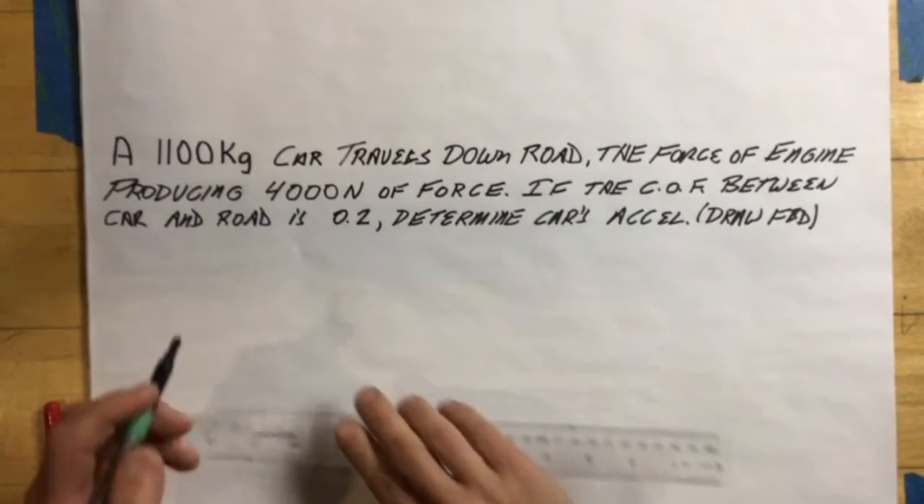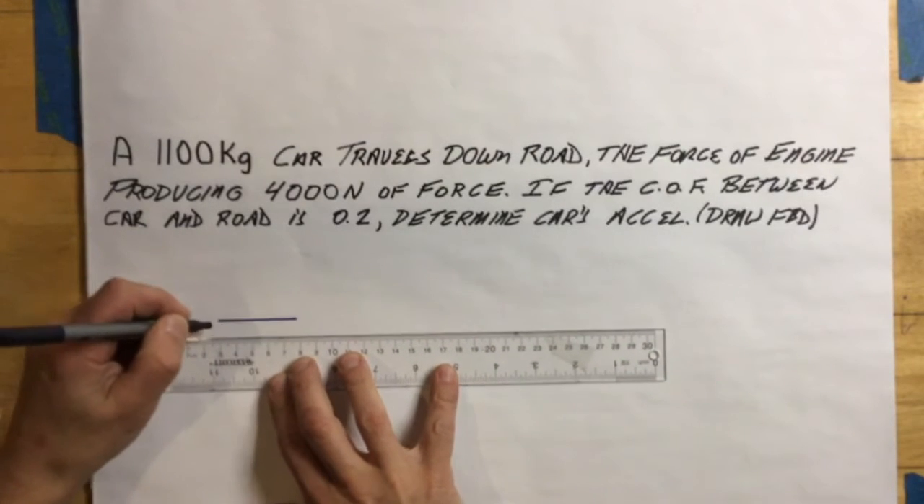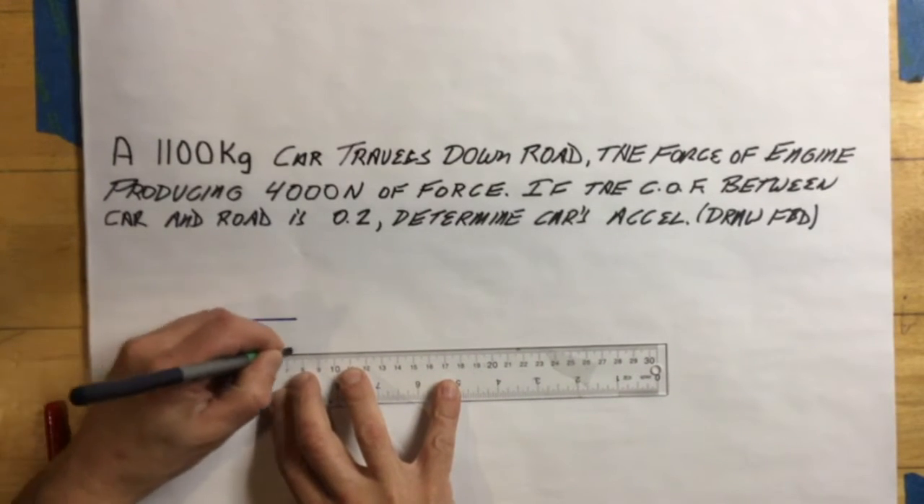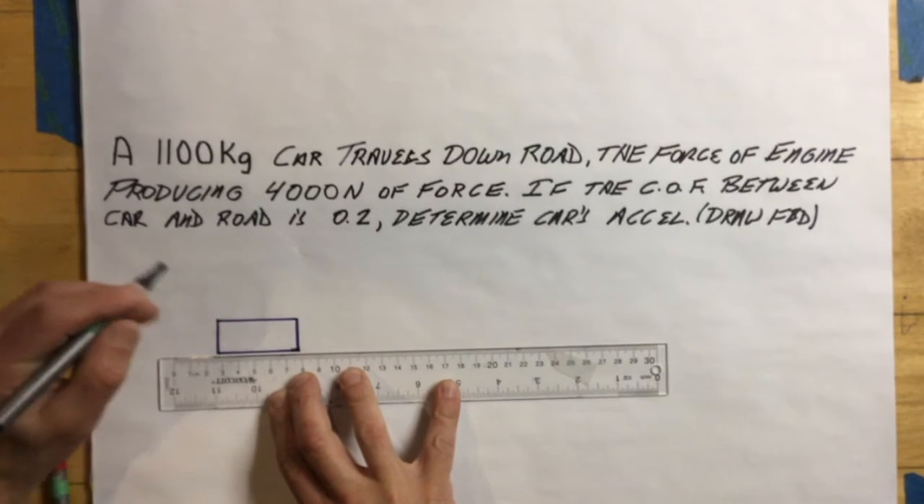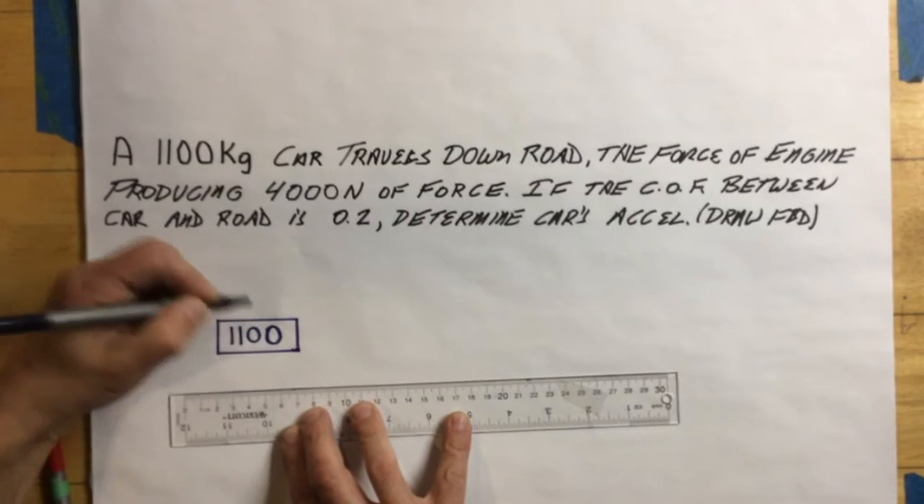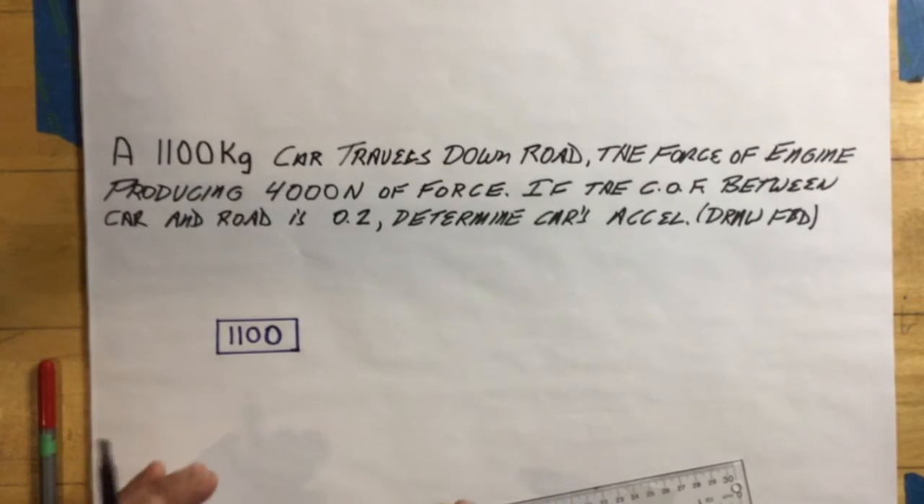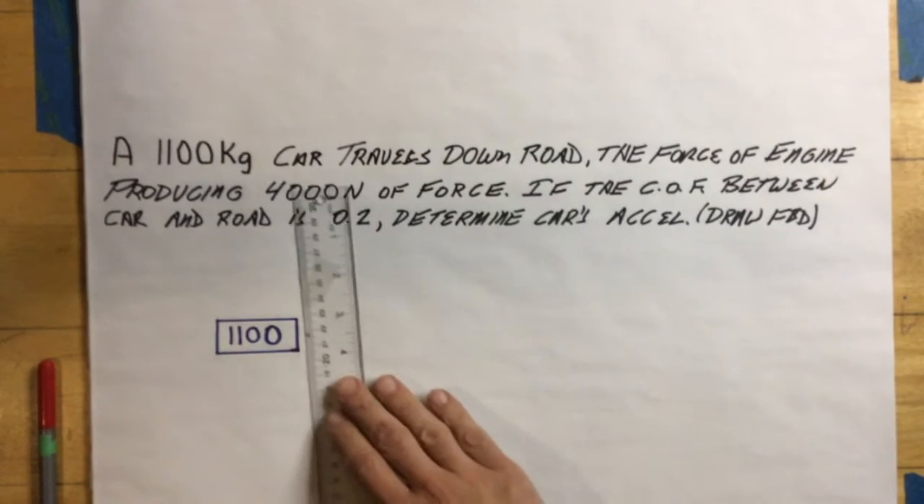So I'm going to start out with something fairly simple here. There's my car. I'm going to put the mass inside the block here, and I know it's moving to the right, but remember, force diagrams don't show motion, they show the size and direction of the forces acting on the object.